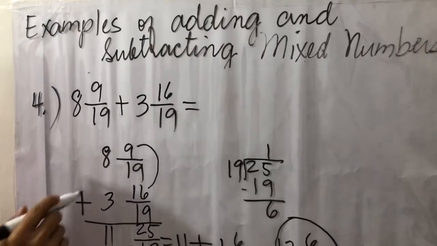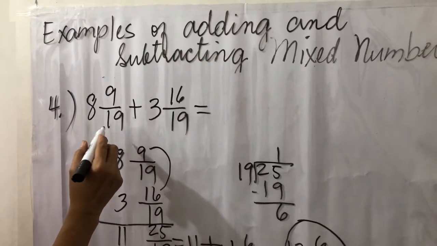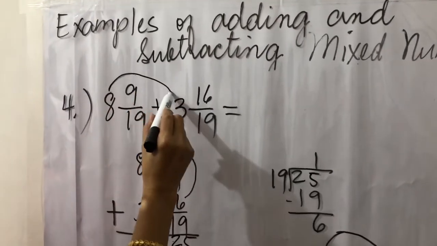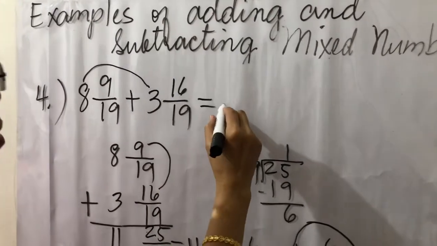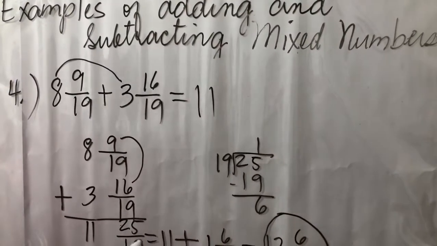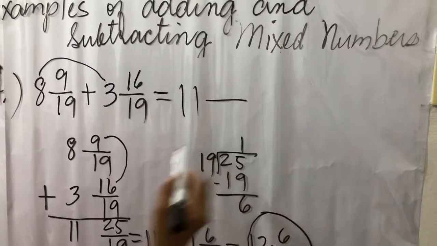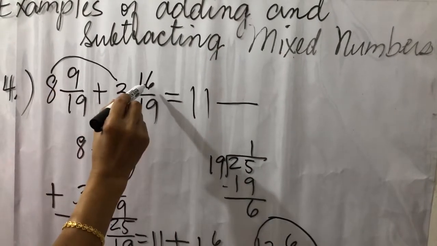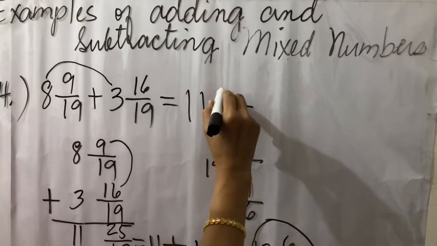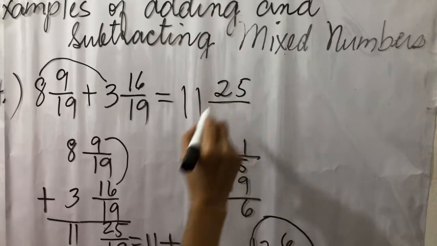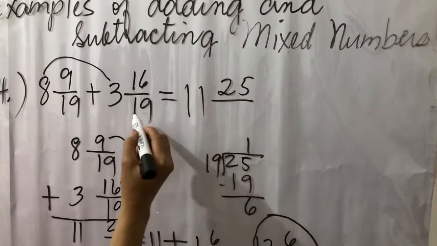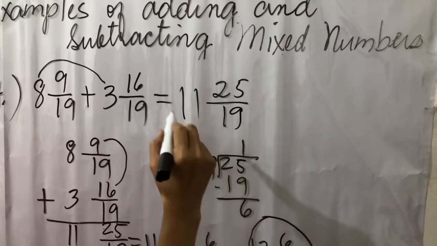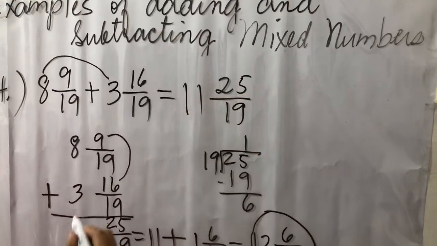We can also solve in horizontal way. So you add first the whole numbers. We have 8 plus 3 equals 11. And then the next to add are the numerators. 9 plus 16 equals 25. And then, to get the denominator, you just copy 19 as is. So that is now 11 and 25 over 19.